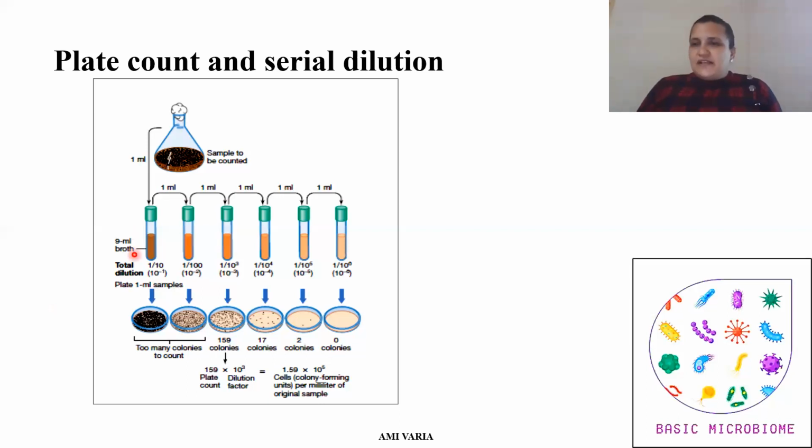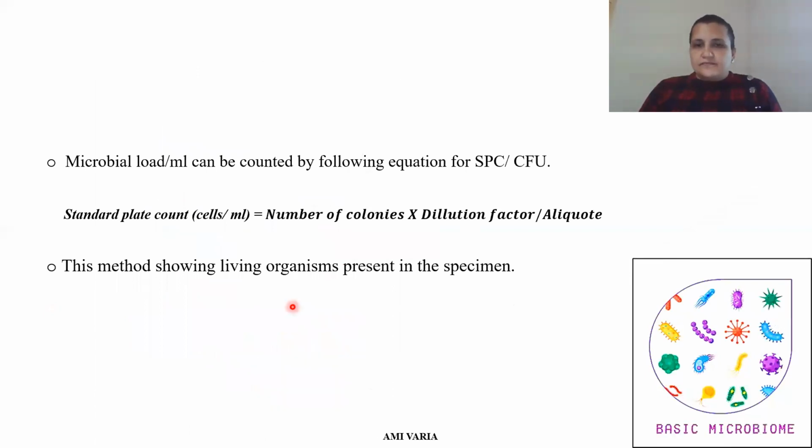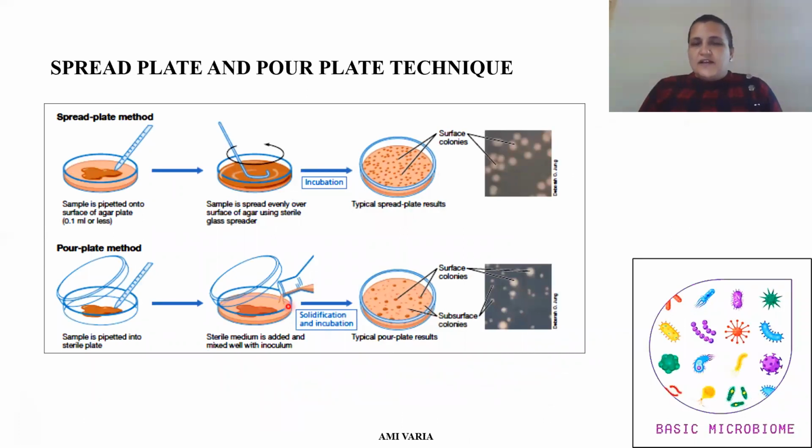After preparation of serial dilution, we perform the spread plate technique or pour plate technique. The result can be observed by spread plate or pour plate technique. First of all, we have to prepare the serial dilution. First, the spread plate technique.